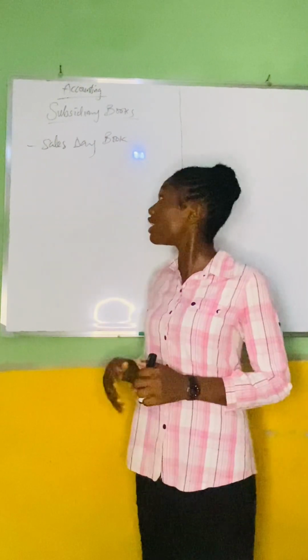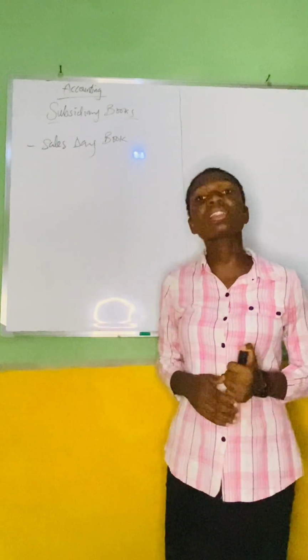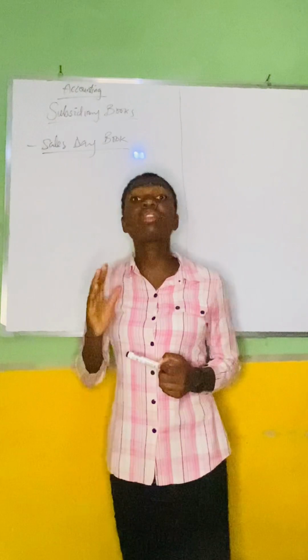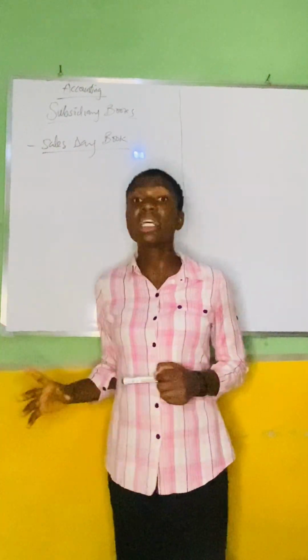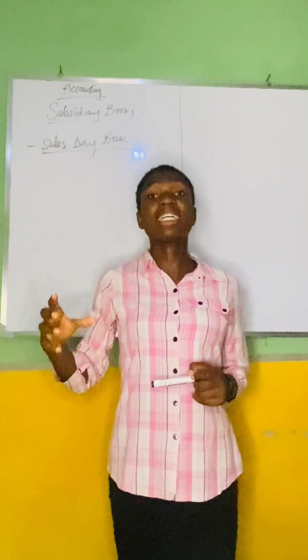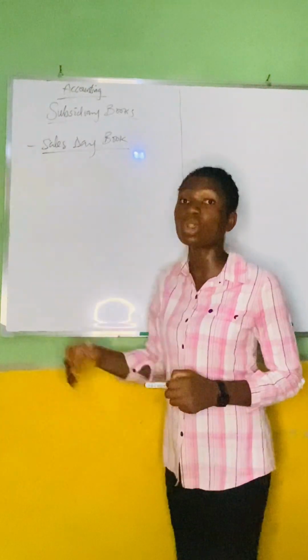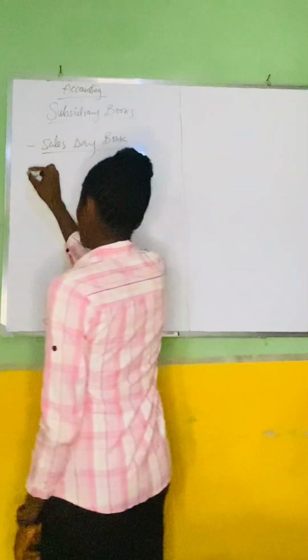Like I said, we'll be considering our sales day book in this video. The sales day book is a subsidiary book that records credit sales. It records every sale that was made where cash was not paid immediately. It is also called the sales journal. The format is very easy.